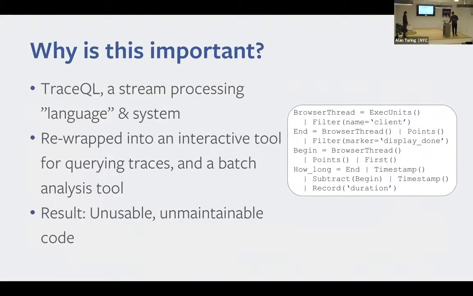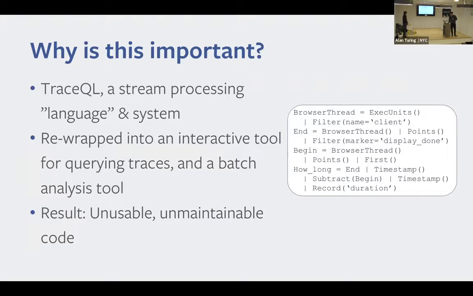And why is this important? Well, the first time we tried to tackle this, we built something called TraceQL, which is a trace processing language and system. This is an example syntax for it. It is built as a sequence of pipes. You can think of them as Unix-like commands, and you pipe them into each other, except the things that flow through it aren't lines, it's trace objects, or trace points or blocks or whatever.